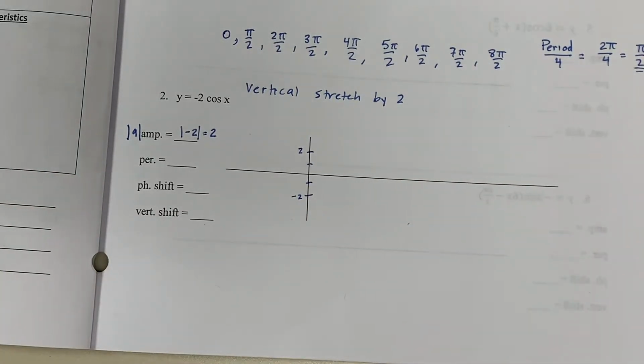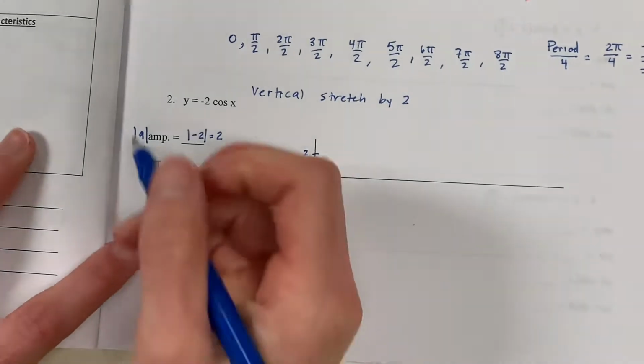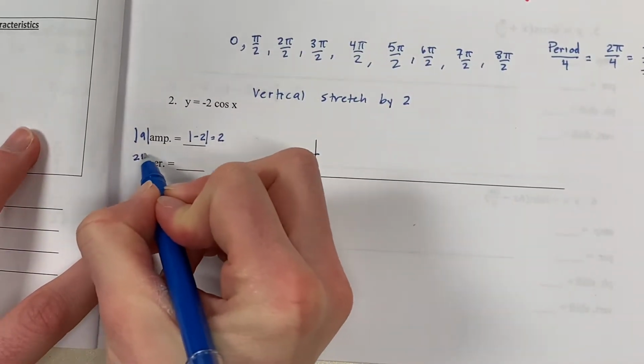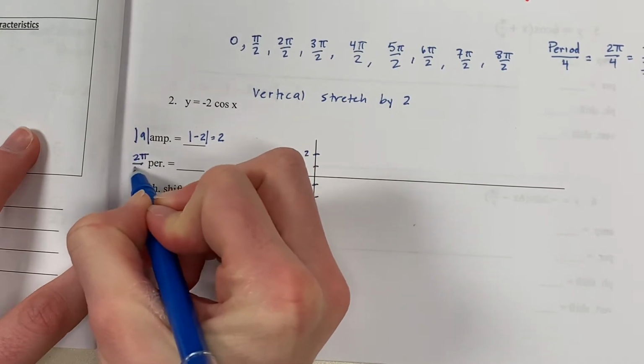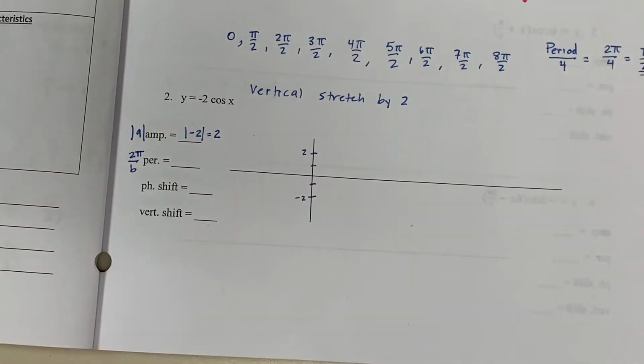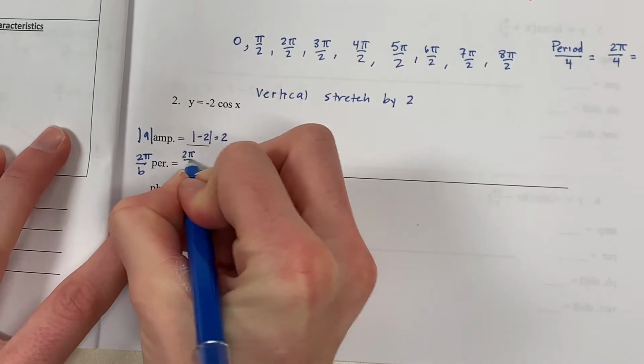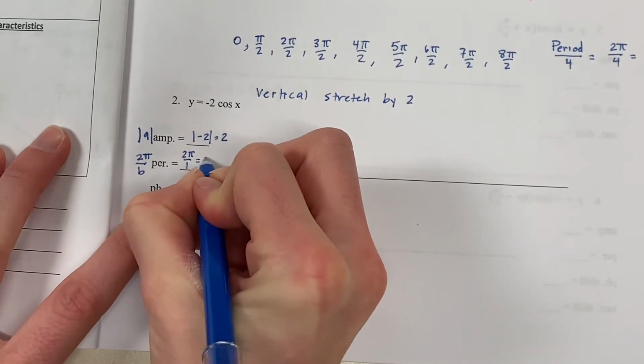Next, I'm looking for the period. The period is the length of one cycle of the cosine curve. It can be found by taking 2 pi over b. B is the number directly in front of x. There is no number, which means b is 1. So 2 pi divided by 1 is equal to 2 pi.